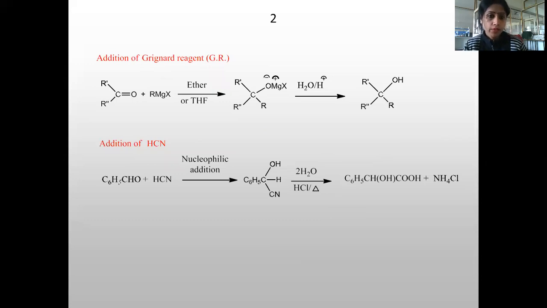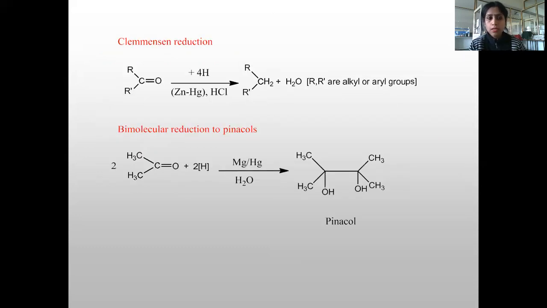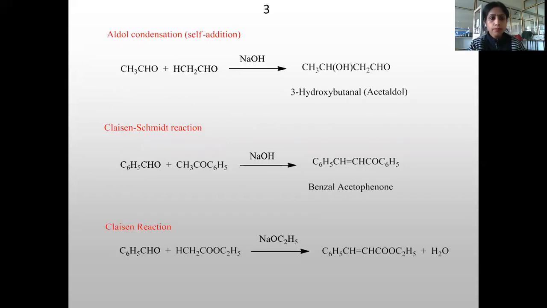Then addition of Grignard reagent. We know that ketones on reaction with the Grignard reagent give the respective tertiary alcohols. Formaldehyde gives primary alcohol, other aldehydes give secondary alcohol, and ketones give tertiary alcohol. Then addition of HCN. It is a nucleophilic addition, and the product has both an OH group and a carboxylic group. Then again, Clemmensen reduction is given here.